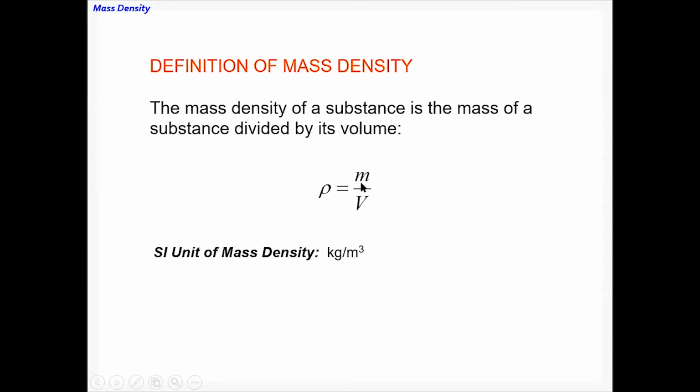So what is the unit, by the way? What is the unit of mass? Kilograms, and volume is meter cubed, right? So that's the unit of density.